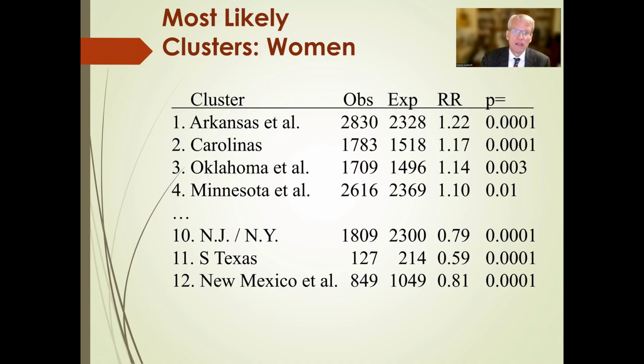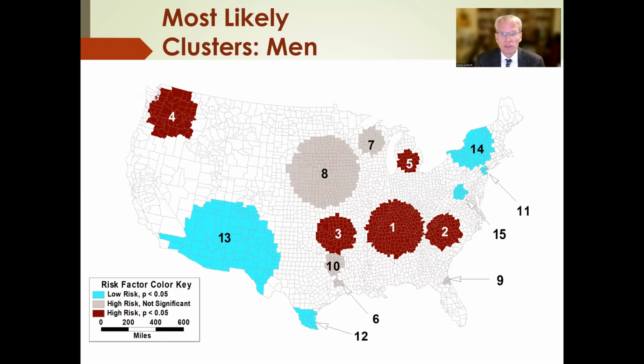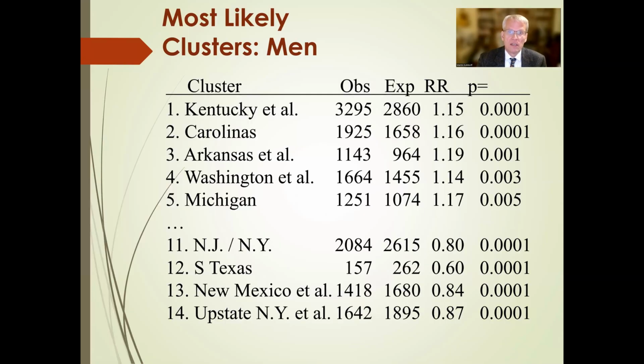If we look at the men, we see that the results are about the same. The number one cluster has moved a little bit towards Kentucky and includes most of Tennessee, but the second one is still in the Carolinas. And the relative risk is slightly less, 1.15 for the Kentucky cluster.